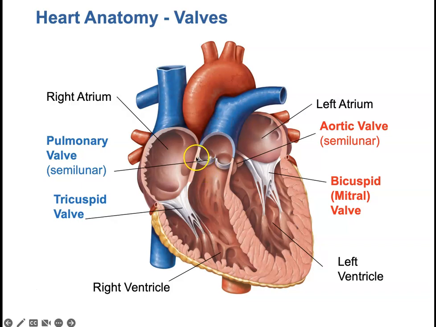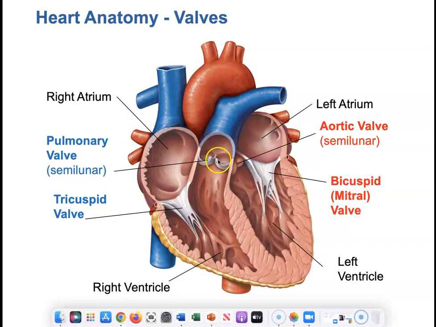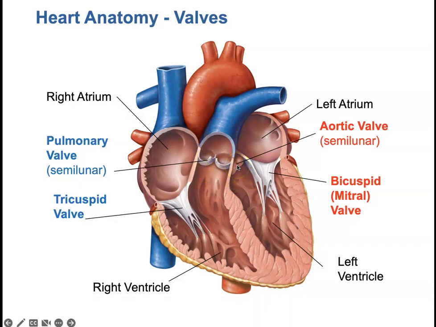Then the semilunar valves are right here. So this is the pulmonary semilunar, and then on this side is the aortic semilunar valve. What you're looking at here is that they're set up so that when the pressure of the blood pushes up against the valve this way, it opens and then the blood enters into the vessel. Same thing right here with the aortic valve.